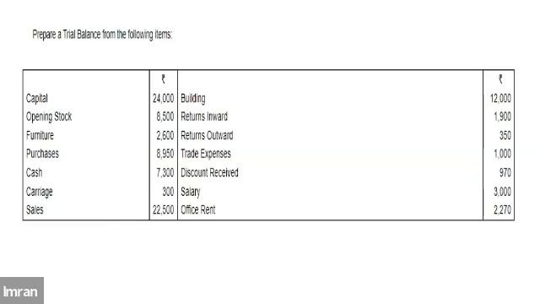Then carriage. Carriage is an expense, so debit. Then sales. Sales is a revenue, therefore it needs to be recorded on the credit side, 500. Then similarly, there are building, return inward, return outward, trade expenses, discount received, salary, and office rent. I want you to try the remaining balances. Write down these balances in the relevant column of the trial balance. Do it quickly.